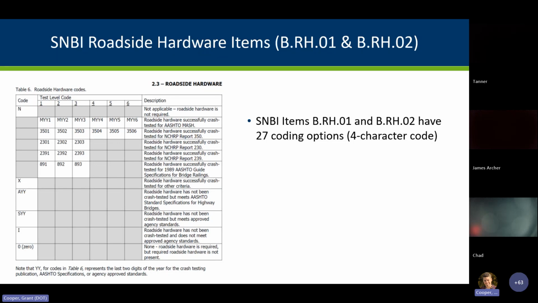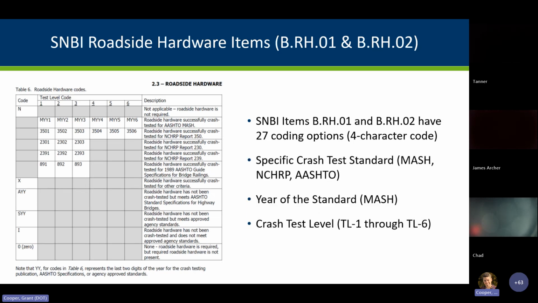So they want a lot more information about not just whether or not it meets standards, but they want to know the specific crash test standard: MASH, NCHRP, AASHTO. And for MASH, they want the year of that standard, which we typically, at least for now, are using 2016. They also want to know the crash test level, which is TL1 through TL6, which is the size and speed of the vehicle that feature has been crash tested to.